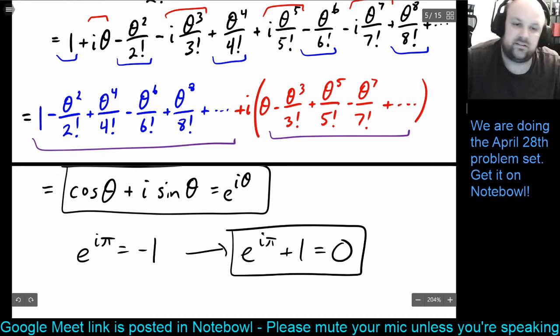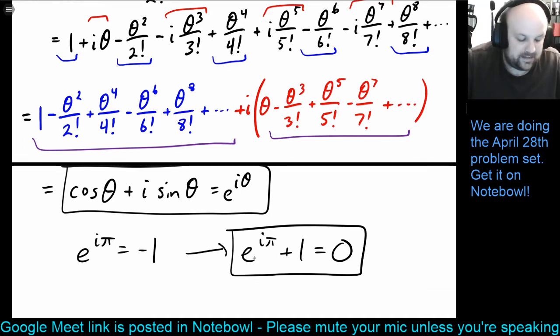Right? It's been called the most beautiful formula in mathematics because it uses e, i, pi, 1, and 0. Right? It gives a relationship between them all. And it's really surprising that something like this should be true. And it's all because of this identity right here.